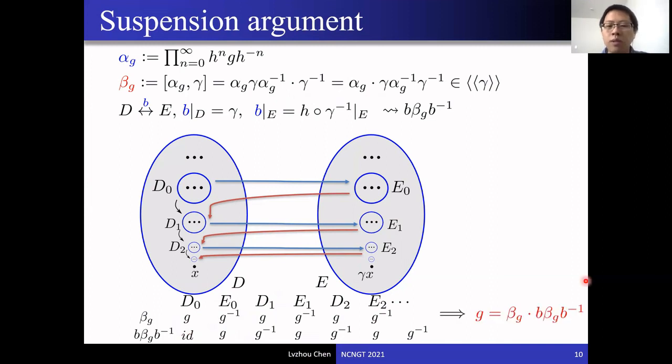So in this way, we see that G is the product of beta G and the conjugate of beta G. But beta G is an element in the normal closure of gamma, and so is the element G. So this completes the proof of the suspension lemma.